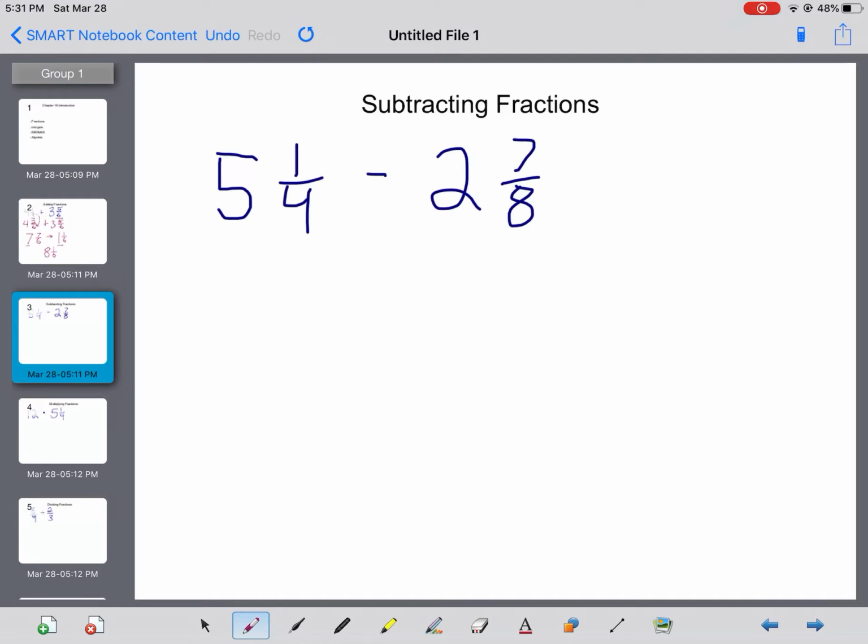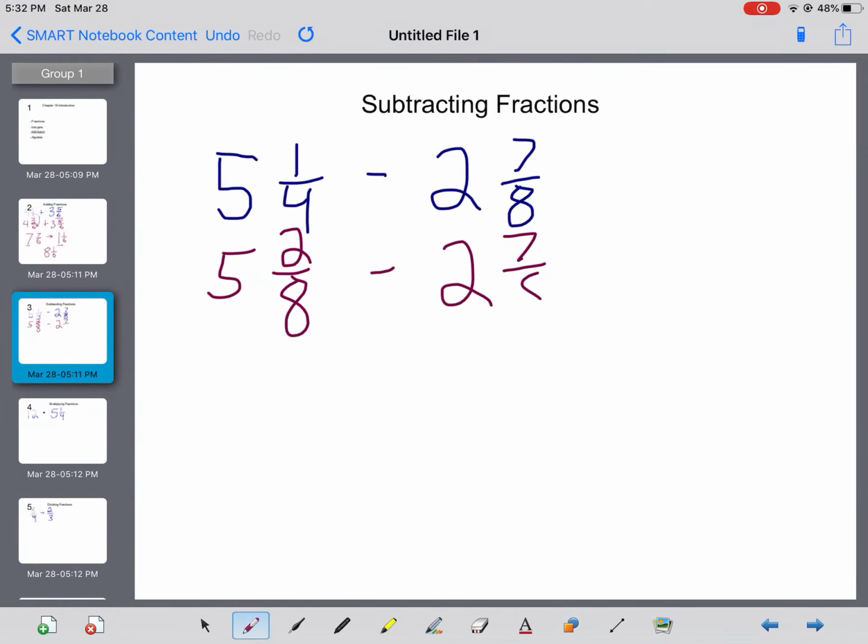All right, subtracting fractions, same rule applies as with adding fractions. You need to have the same denominator. So again, my first step is to think, how can I make sure these numbers have the same denominator? Well, I can easily make 1/4 into 2/8. Again, how did I go from 4 to 8? I multiplied by 2. What you do at the bottom, you must do to the top.